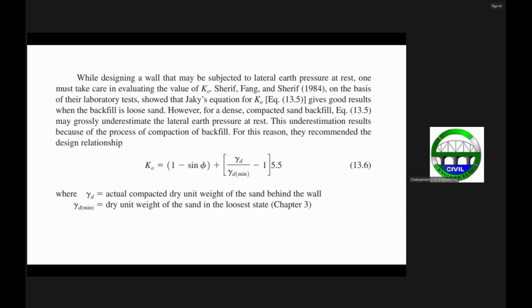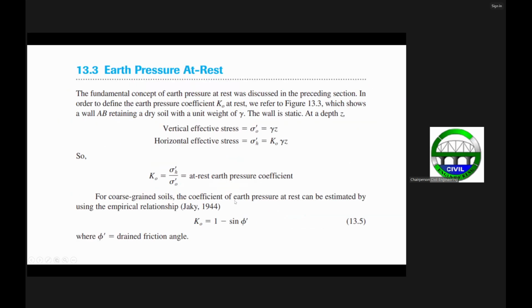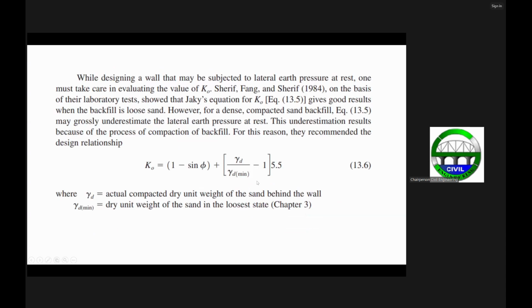Okay, so when designing a wall that may be subjected to a lateral earth pressure at rest, one must take care in evaluating the value of the at-rest earth pressure coefficient. These guys in 1984, on the basis of their laboratory tests, have shown that this equation here can give good results if the backfill is loose sand.